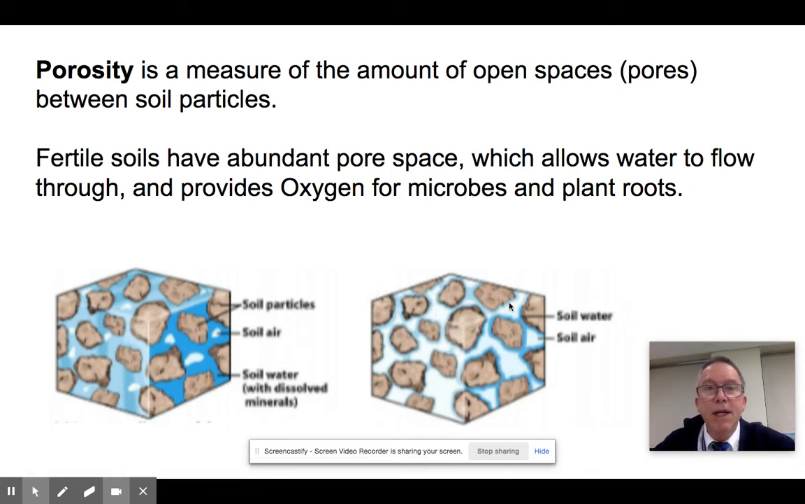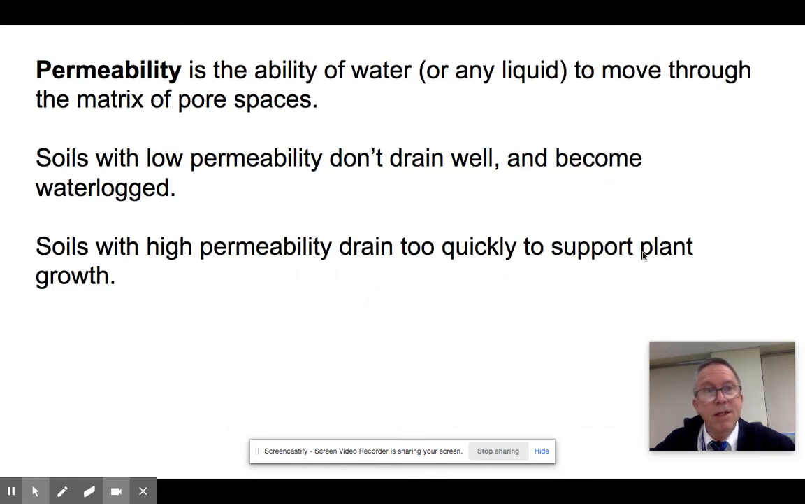So we need to have soils that are going to be useful for plants, fertile. They have to have plenty of pore space. But too much of a good thing is not necessarily a good thing. So they also have to be permeable. Permeable means that the pores are connected to each other, and so it can drain excess water. So if something is permeable, that means liquids can flow through it. In this case, liquids, water in particular.